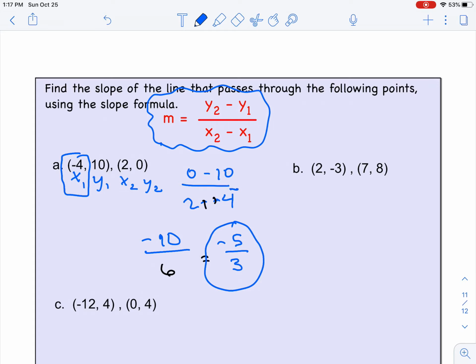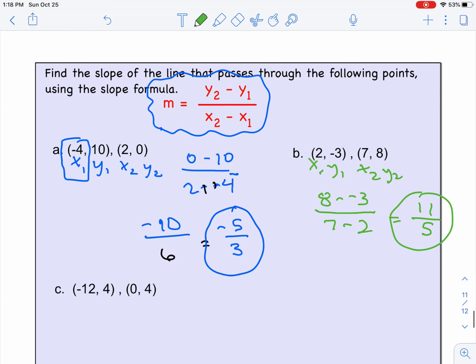Okay, I'll do the next one. Actually, you do B. You pause the video right now and you try to plug in the correct values. Then check back to see if not only you plugged in the correct values, but that you did the subtractions correctly and the simplifying if need be. Okay, so again, it's really helpful to label those so that you make sure you're subtracting things in the correct order and plugging the numbers in correctly. Then what you should get for your slope is 11 over 5.